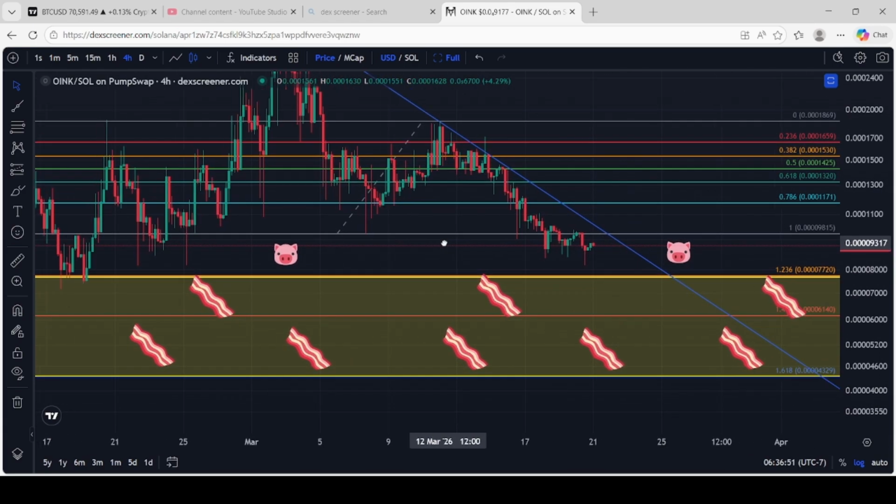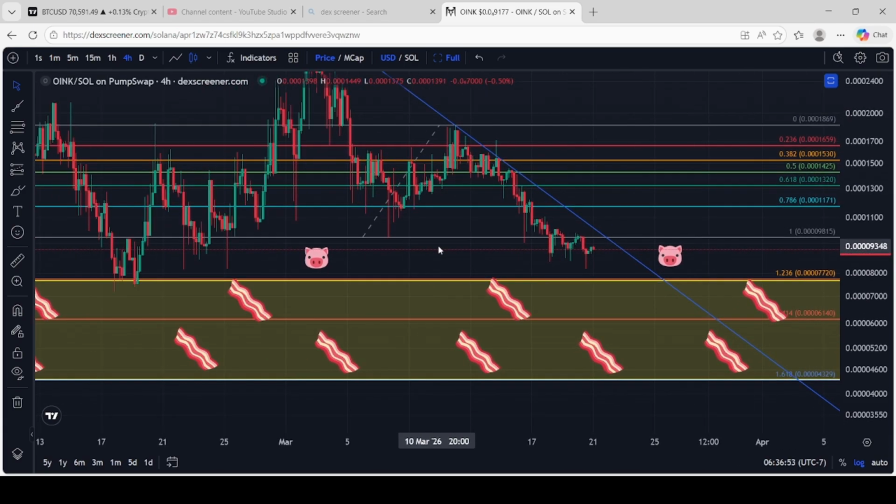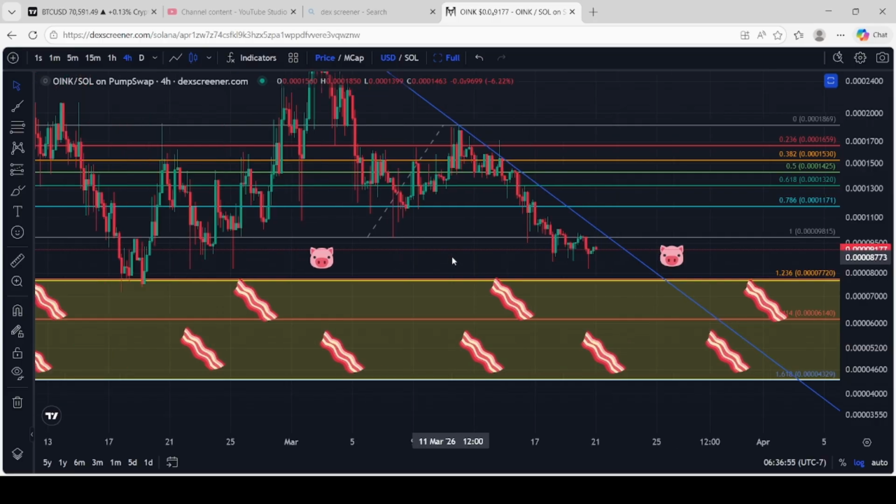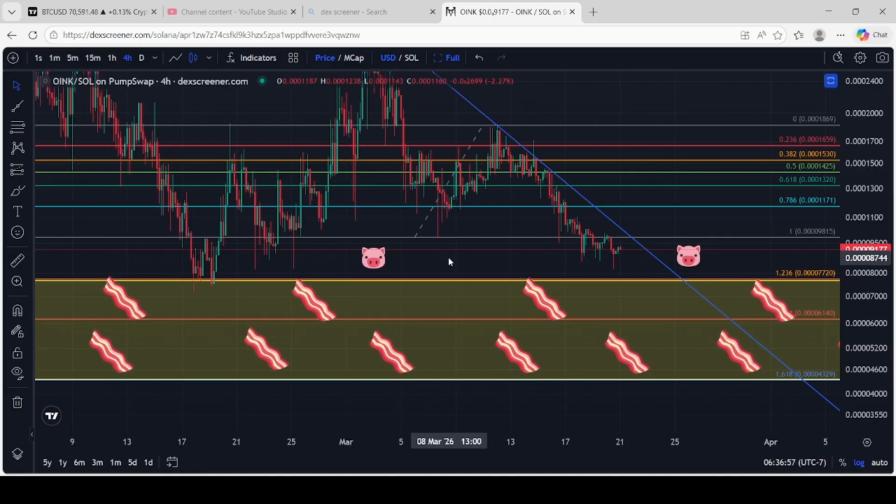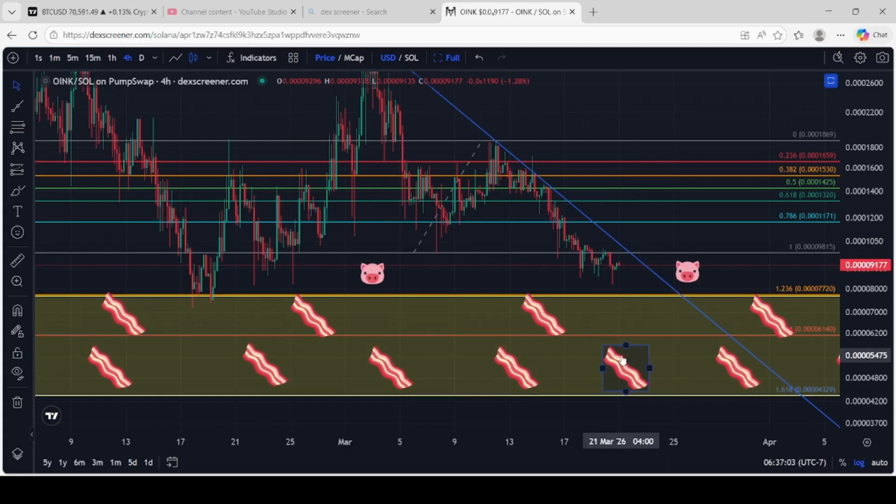Depends on what Bitcoin does. If Bitcoin wants higher, most likely the altcoins are going to want higher. But this is also a mascot coin, so it can do whatever it wants when it wants. So we'll see. I'll leave this here.